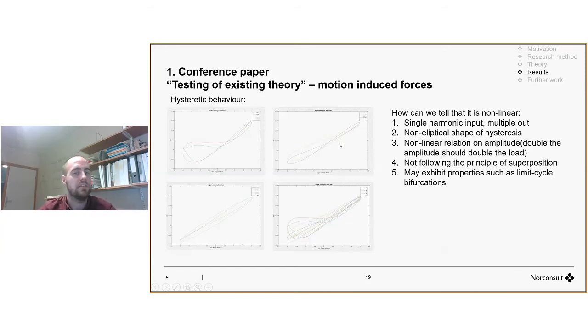This tells us that this is, we think, a highly nonlinear cross-section. So another way of telling it is, as I said, single harmonic input, multiple harmonic outputs, superharmonics, non-elliptical shapes, and a non-linear relation with amplitude. It basically means that if you double the amplitude, you should double the forces. Sometimes we can see in the literature that if you double the amplitude, you have 10 times the forces.